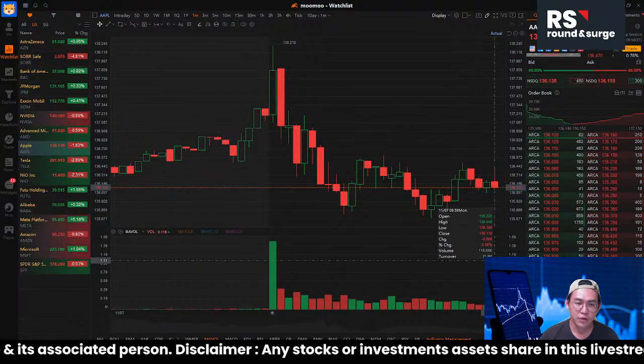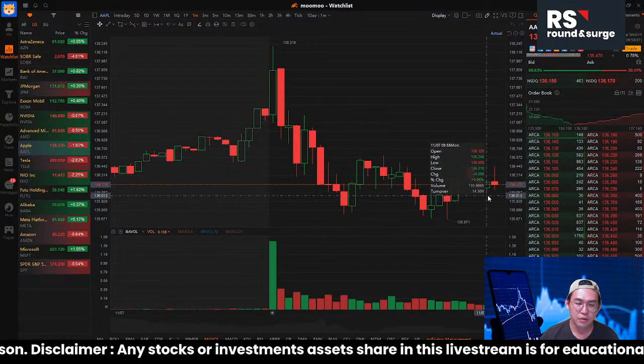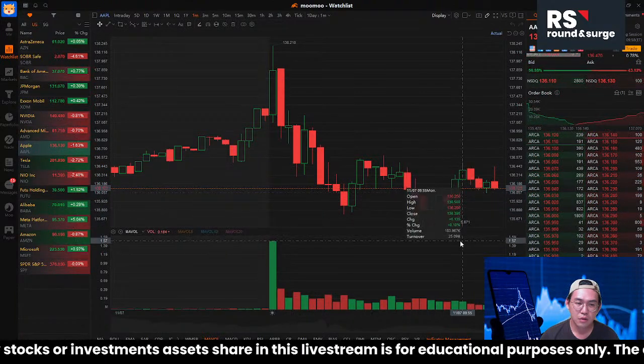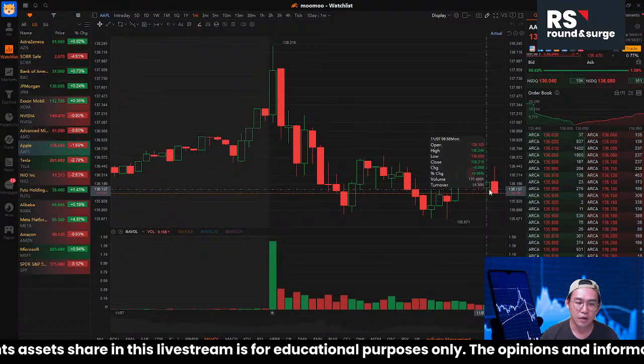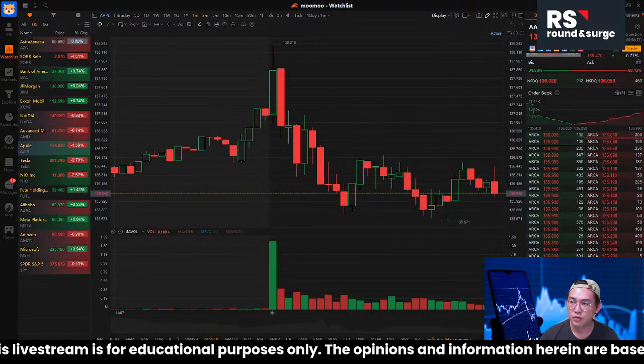Okay, high volume here right now. Volume higher than the previous one. Let's see where it closes. If it closes just here, then it means that, okay, the reversal is here.